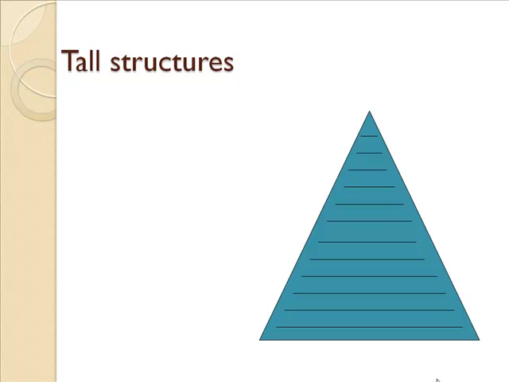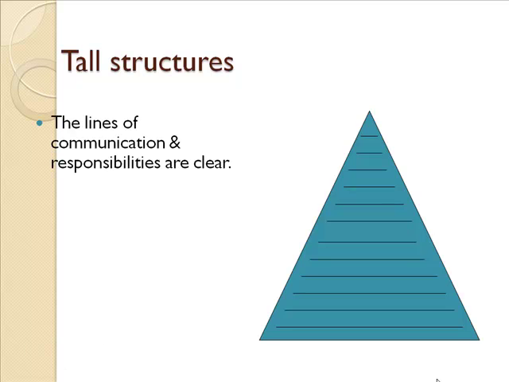So let's look at tall structures first. You can see here that there are a lot of layers in the organization, and that basically means that the lines of communication and responsibilities are very clear, because you know exactly who you have to communicate to.